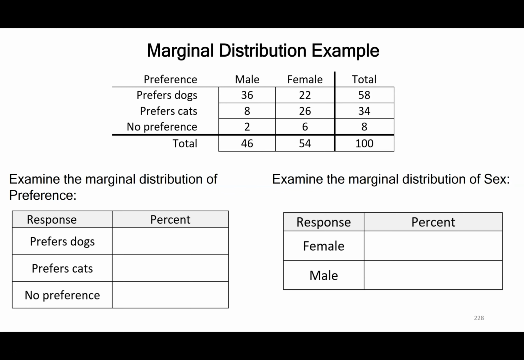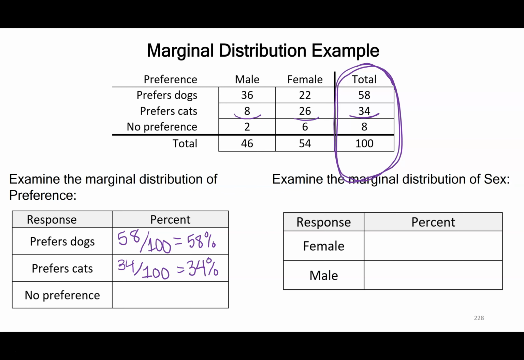So if I'm looking at just preference, this is saying, okay, I'm going to look at the total number of people. So out of 100 people, how many of them prefer dogs? So I'm essentially looking at these totals here in that last column. So 58 individuals out of 100 prefer dogs. That's 58%. If I'm looking at preferring cats, that's 8 plus 26, that's 34. So 34 out of 100 prefer cats. That's 34%.